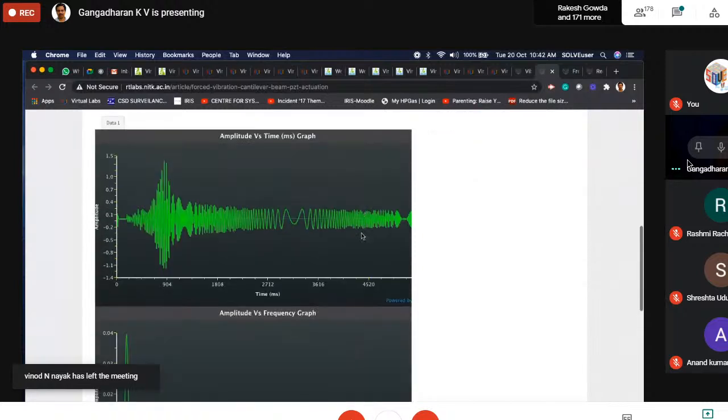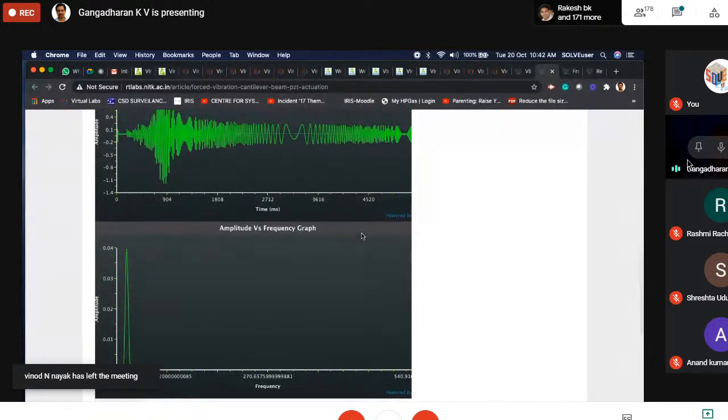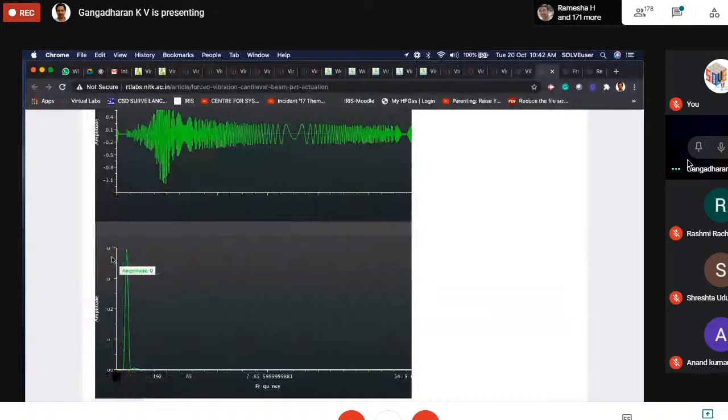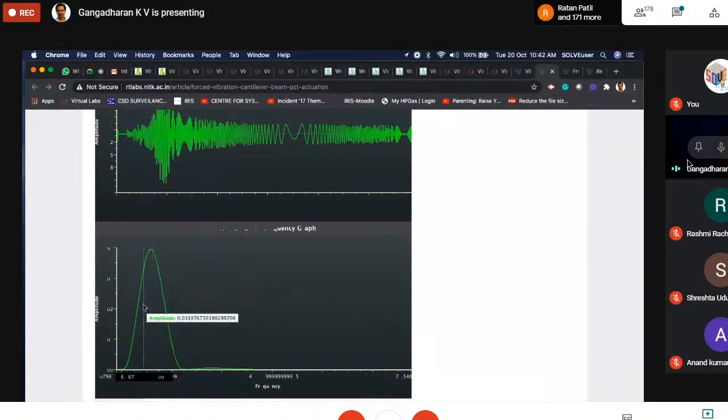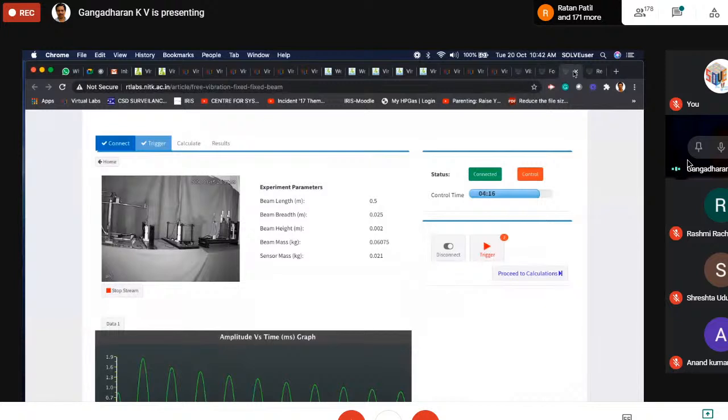A beam is excited by a piece of patch, and in this, this is the FFT, where you can see at what frequency it is getting excited. This is the natural frequency. This is a forced vibration experiment. So this experiment is done.